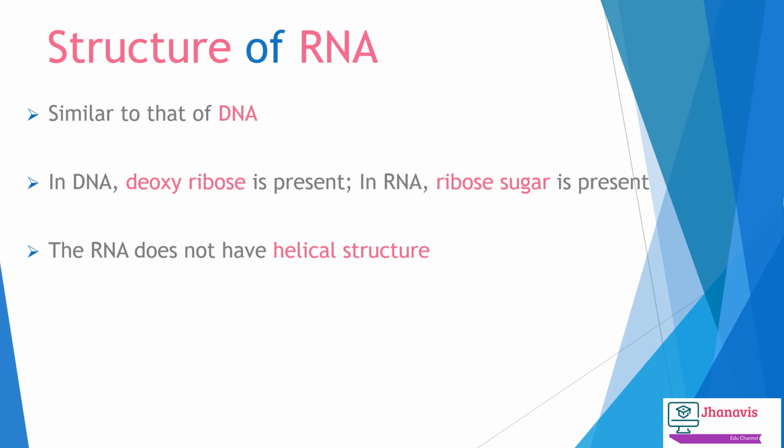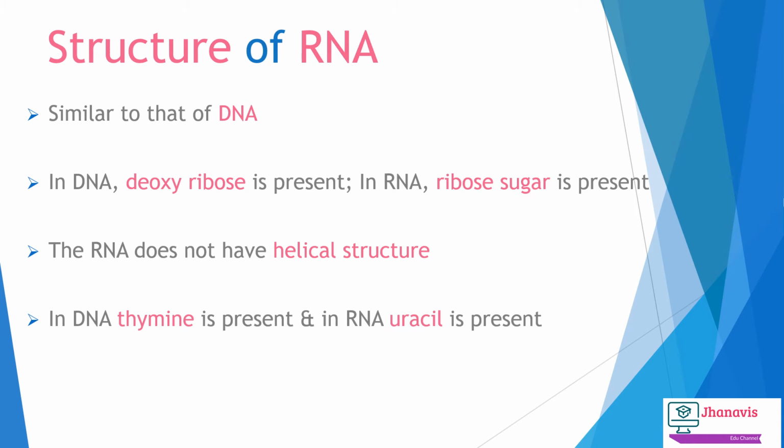Apart from that, when we talk about the nitrogenous bases, thymine is present in DNA, whereas uracil is present in the RNA. That means in DNA, the adenine will always bond with thymine. But instead of thymine, here it is replaced by uracil.